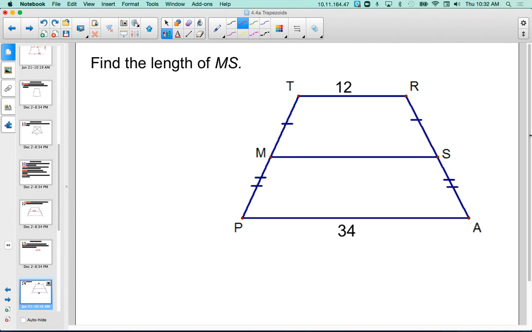So if I wanted to find the length of MS, which is our mid-segment, I could add the 2 bases together, 12 plus 34, and divide it by 2. Well, 12 plus 34 is 46. 46 divided by 2 is 23. Now, one way to look at this, 23 should be halfway in between 12 and 34. So 12 plus 11, and 34 minus 11. So it's directly in between. It should be right in the middle, which is what average is.